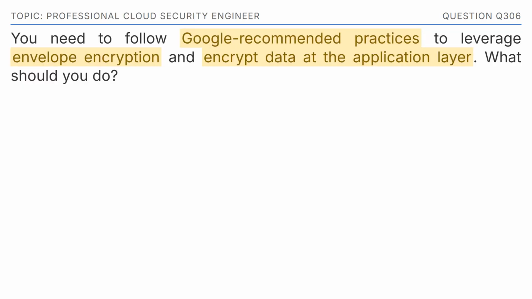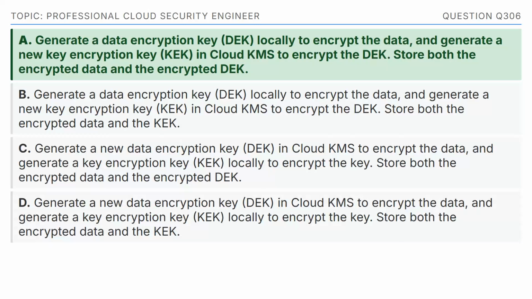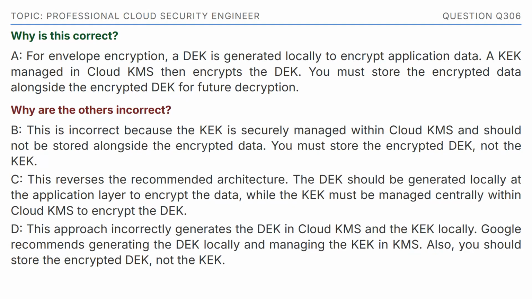To arrive at the correct answer, we focus on the keywords Google recommended practices, envelope encryption, encrypt data at the application layer. The correct answer is option A, generate a data encryption key, DEK, locally to encrypt the data, and generate a new key encryption key, KEK, in Cloud KMS to encrypt the DEK. Store both the encrypted data and the encrypted DEK. Why is this correct? A.